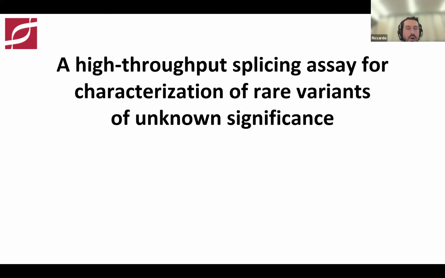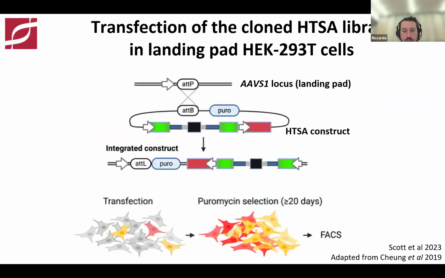So we collect all VUSs from our collaborators and all the people that want to send us VUS. We collect them in one library of splicing constructs. So we generate the wild type construct, the variant, and the construct with the variant, so in combination of two, and we collect them all in one library.